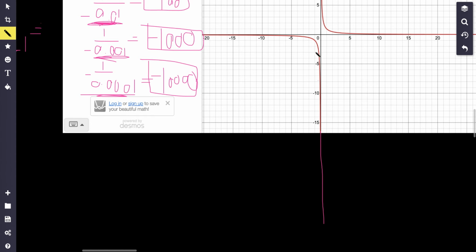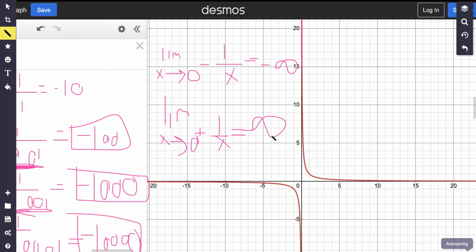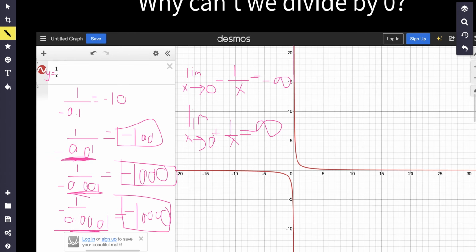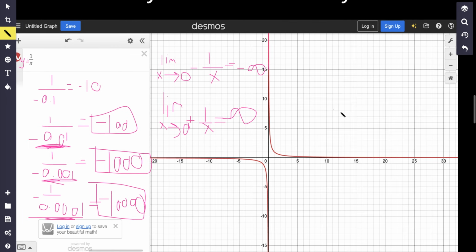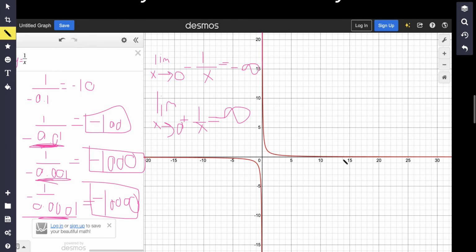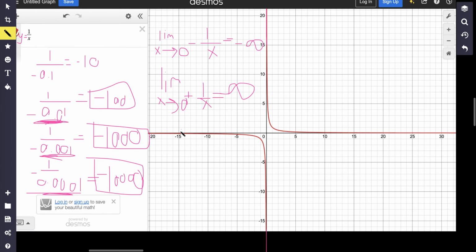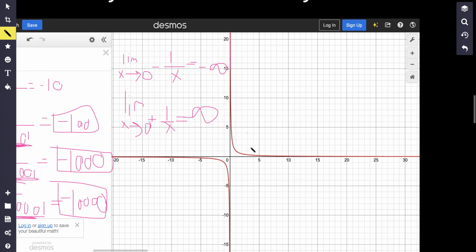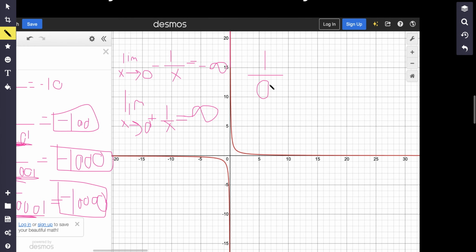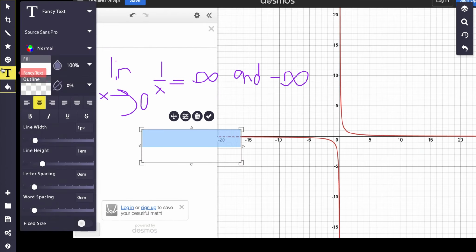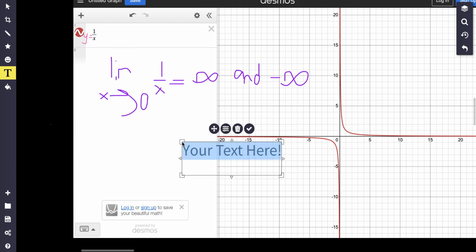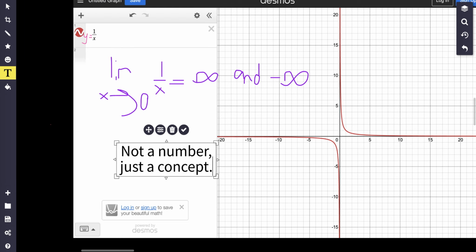So what we concluded from these two experiments is that as x approaches 0 from the positive side, it goes towards infinity, and as x approaches 0 from the negative side, it goes towards negative infinity. So that means if you divide by 0, it's going to be positive infinity and negative infinity at the same time. Well, the thing is that infinity, first of all, is not a number.